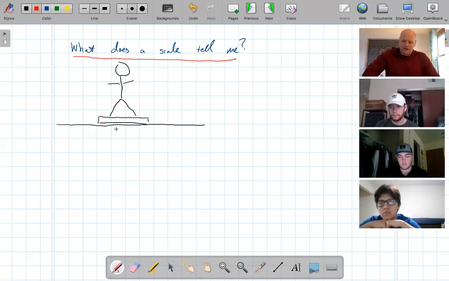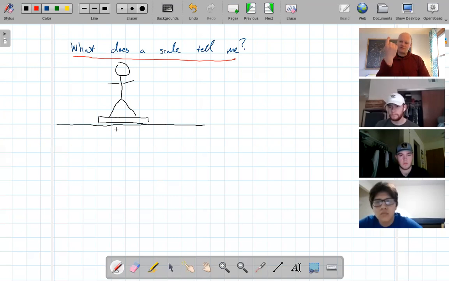Or if I was standing on a scale and I push myself up on the table instead, now I'm applying an extra force upward, which means the normal force doesn't have to be as great, which means, okay.